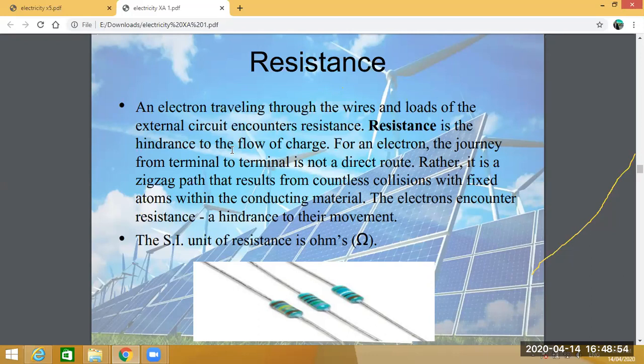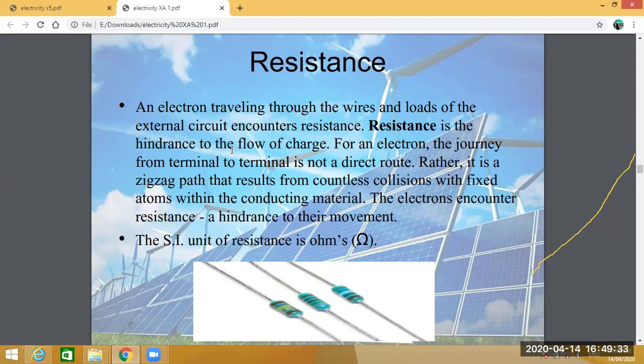For an electron, the journey from terminal to terminal is not a direct route. When an electron moves from one end of the conductor to the other, it is not so easy. During that movement, the electron has to collide with other electrons, with atoms, and with the walls of the conductor, and therefore the kinetic energy of the electron at one end is not the same as when it reaches the other end. During those collisions, the kinetic energy of the electron is lost, decreased in the form of heat.